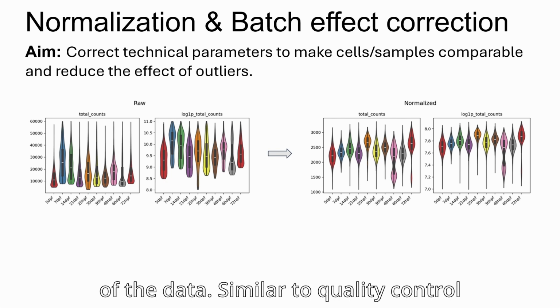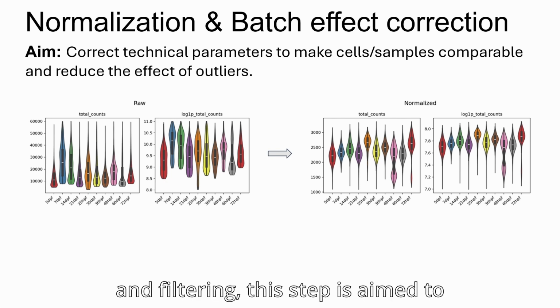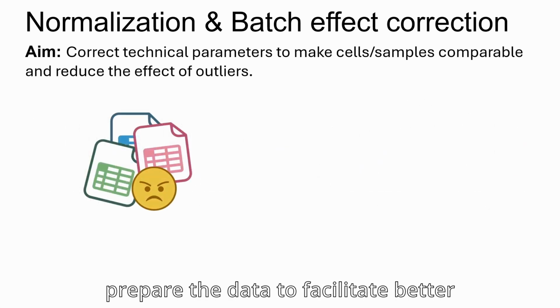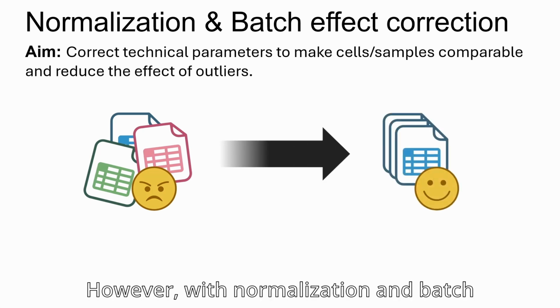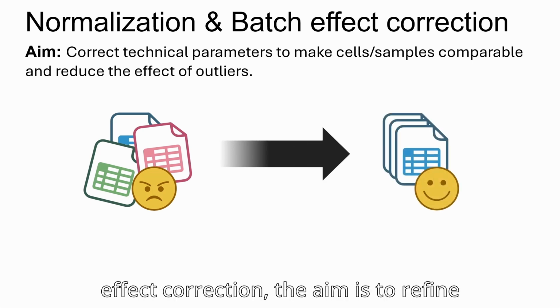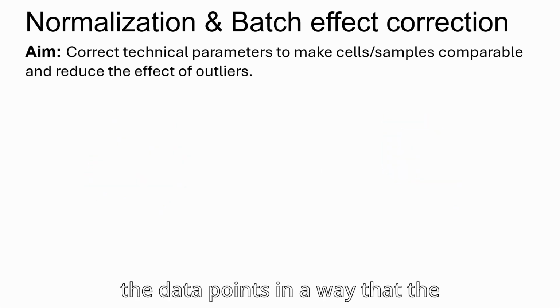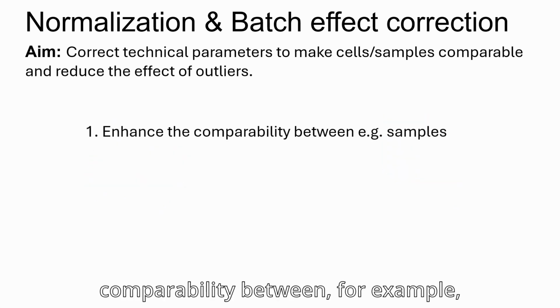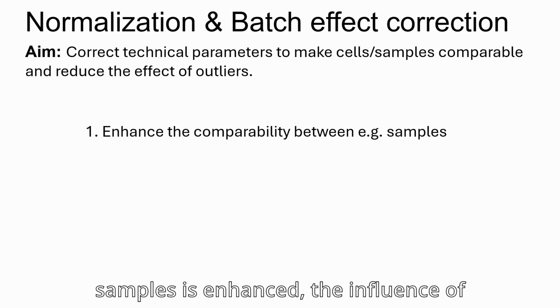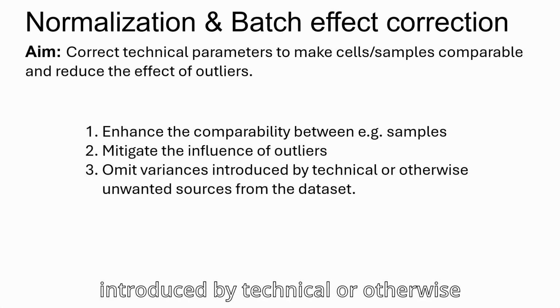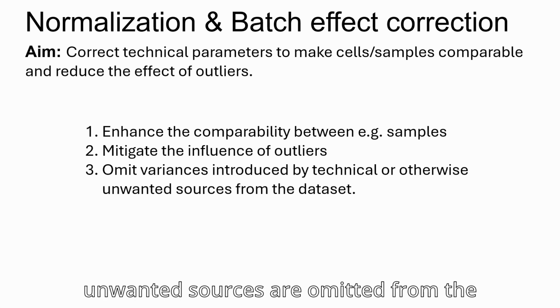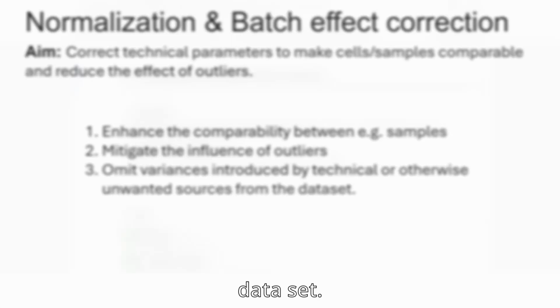Similar to quality control and filtering, this step is aimed to prepare the data to facilitate better results in the following analysis steps. However, with normalization and batch effect correction, the aim is to refine the data points in a way that the comparability between, for example, samples is enhanced, the influence of outliers is mitigated, and variances introduced by technical or otherwise unwanted sources are omitted from the dataset.